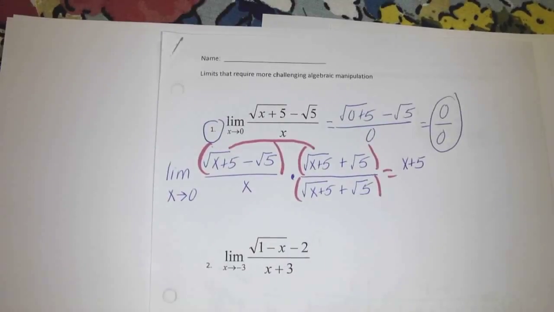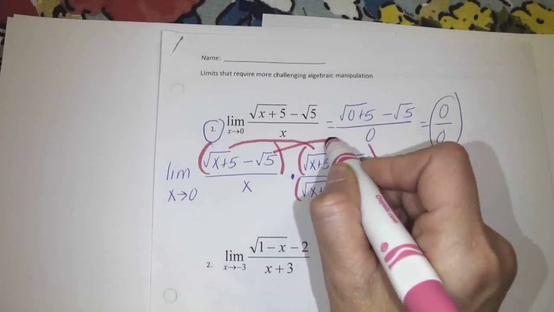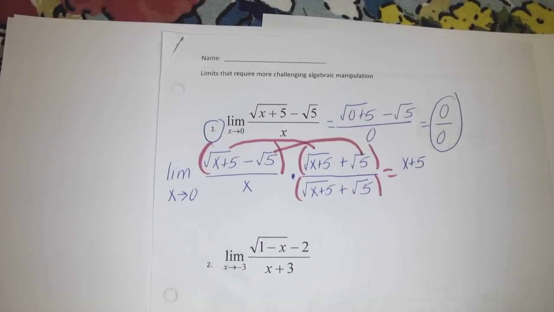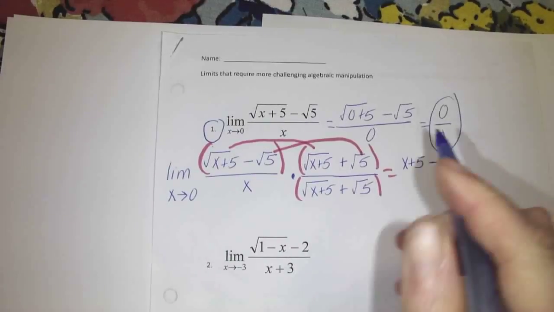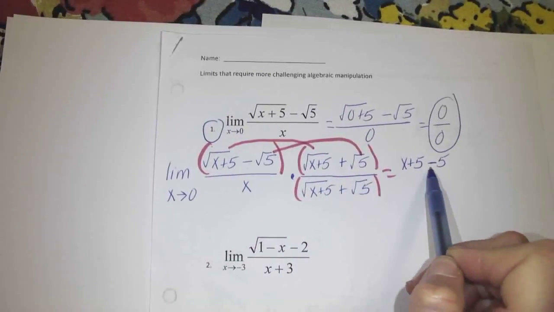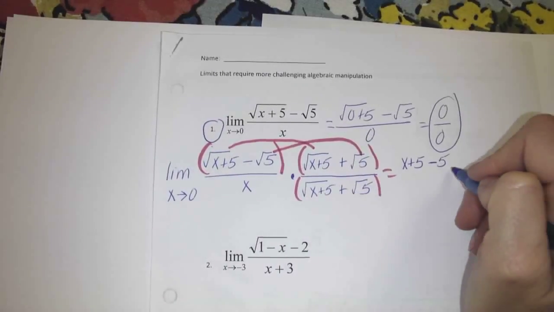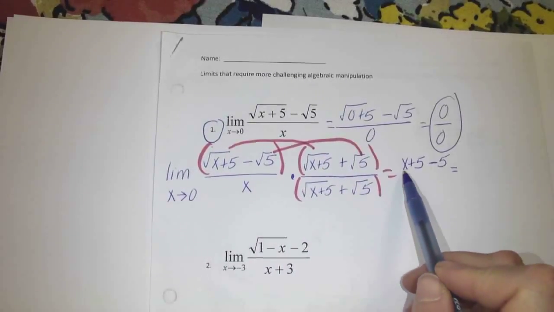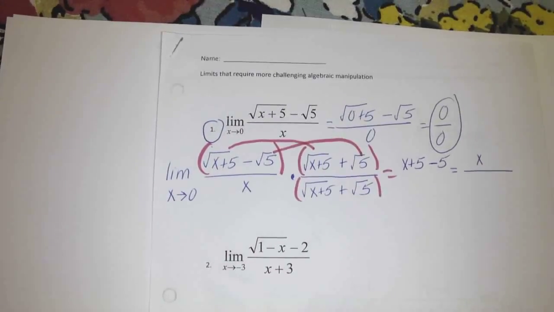They'll always cross out. So the next thing I'm going to do is multiply the negative square root of 5 times the positive square root 5. When I do that, I simply get negative 5, because a negative times a positive is a negative, and square root 5 times square root 5 is 5. Continuing to simplify the top, x plus 5 minus 5 is just x. And I kind of look ahead.